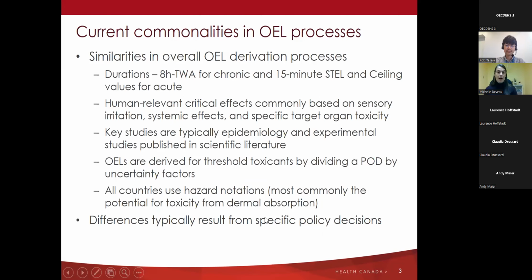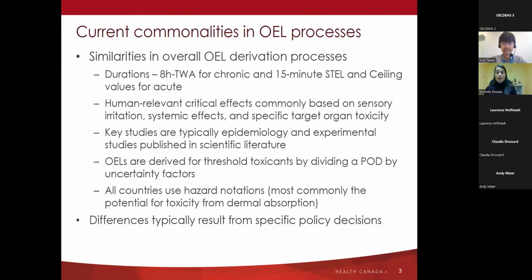So just to summarize from last day, there are many commonalities in the OEL processes. What we identified through the report is that at the overall high level, the approaches to deriving OELs are common among the organizations. Some of these high-level similarities are that the durations of OELs are the same among countries. The critical effects that are considered in deriving the OELs are also similar. In some cases, some endpoints will only be considered qualitatively, but they are still all considered. The literature database that is used for the basis of identification of key studies is also common between organizations.